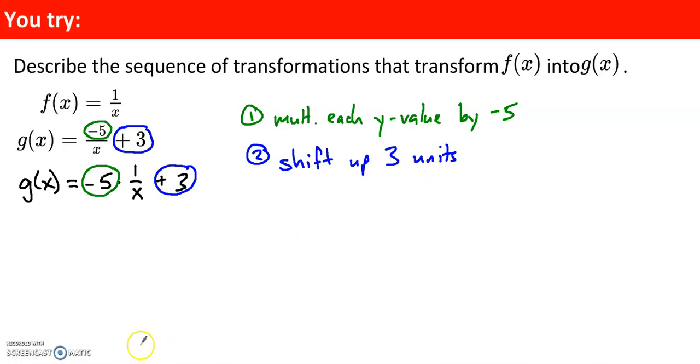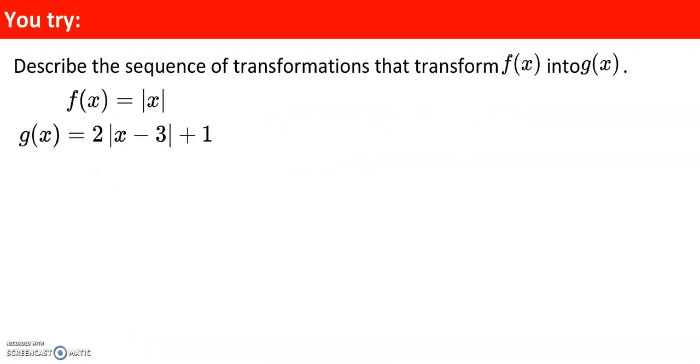Okay, this one's for you as well. This time work with the parent function, the absolute value of x, and see if you can find a sequence that will transform that into g of x. G of x in this case has not 1, not 2, but 3 things to deal with. To find a sequence that will turn absolute value of x into 2 times the absolute value of x minus 3, plus 1, I've got 3 things to do. Which one's first? Yeah, it's the minus 3.